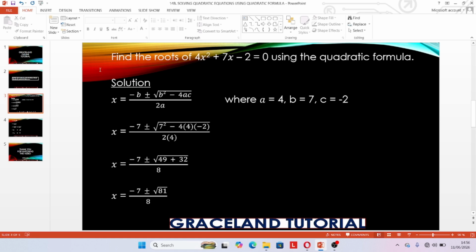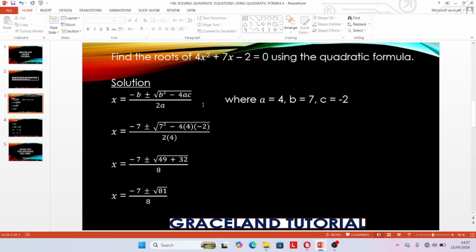Let's solve this question. Find the roots of 4x squared plus 7x minus 2 is equal to 0 using the quadratic formula.